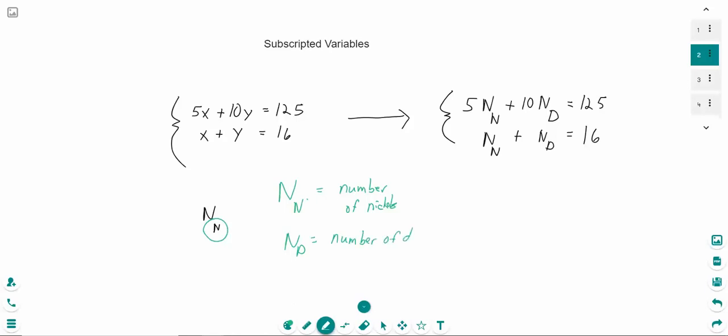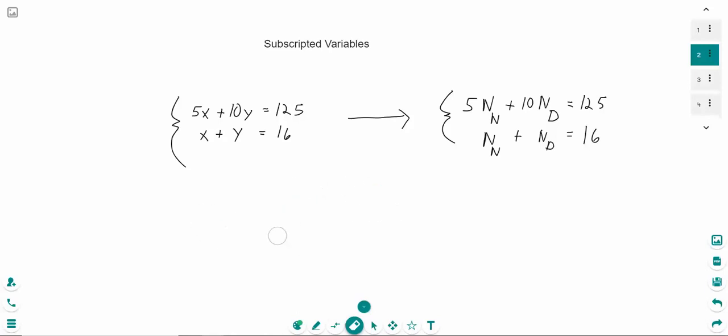Or they might say n sub d, and that's just going to represent the number of dimes. So we're still talking about the count of these coins, but the different sub letters here will indicate which coin we're talking about. The number of nickels, the number of dimes, n sub q would be the number of quarters, and so on and so forth. Okay? But the math is all the same. So this new system of equations, we would solve it the exact same way that we've solved them in the past. It's just now we have different variables. It just looks a little different. But there's nothing else going on here.